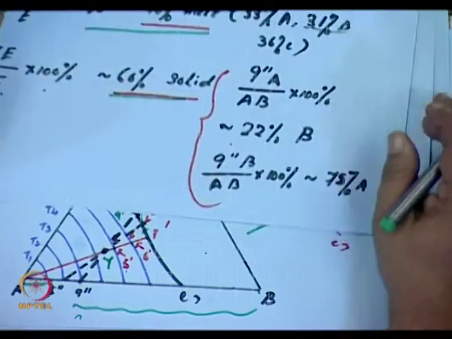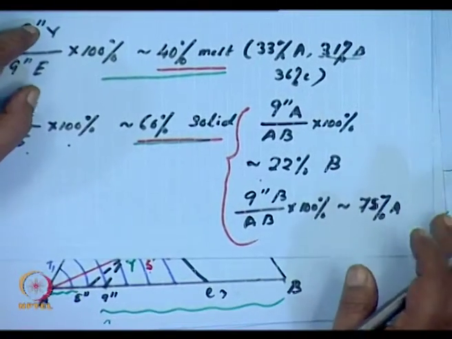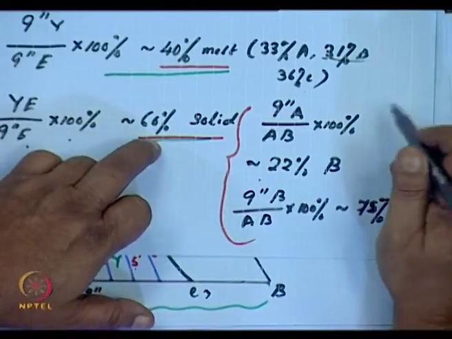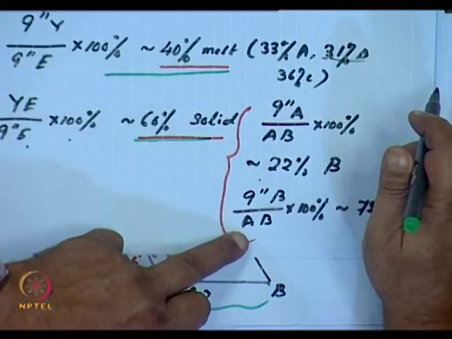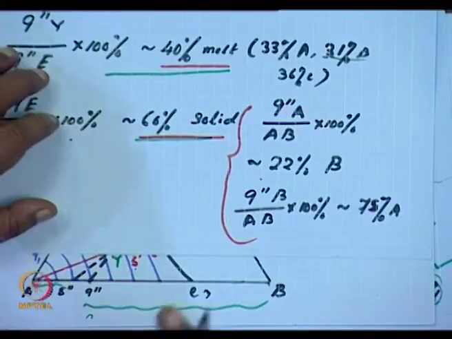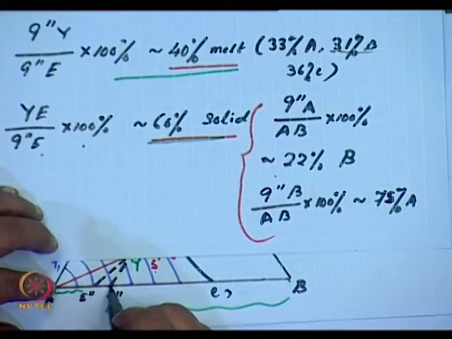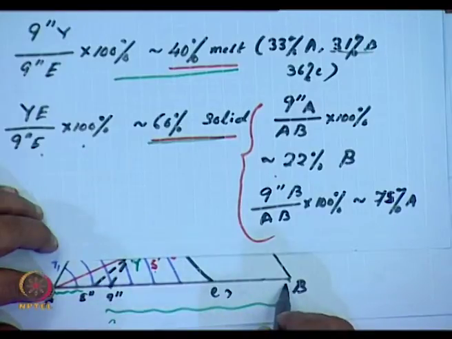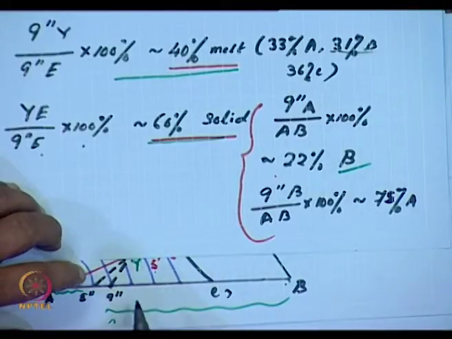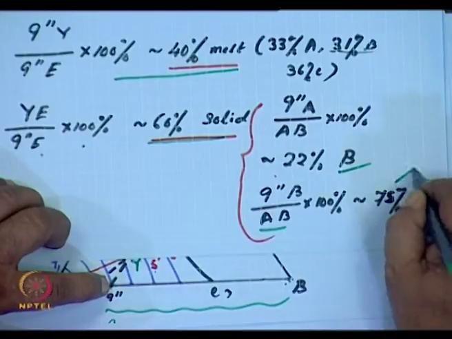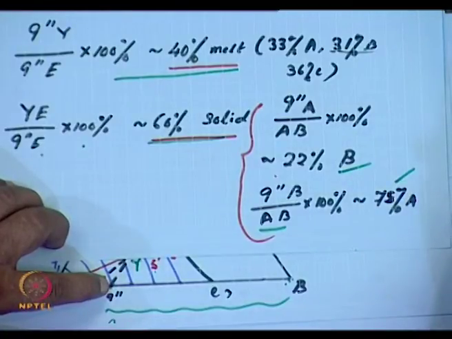Again, following the same principle, I can determine of this 60% solid, how much is B and how much is A. How? Just as a repeat of the last temperature, 9 double dash A divided by AB will give you the percentage of B, which is 22%, while 9 double dash B divided by AB will give you the amount of A.